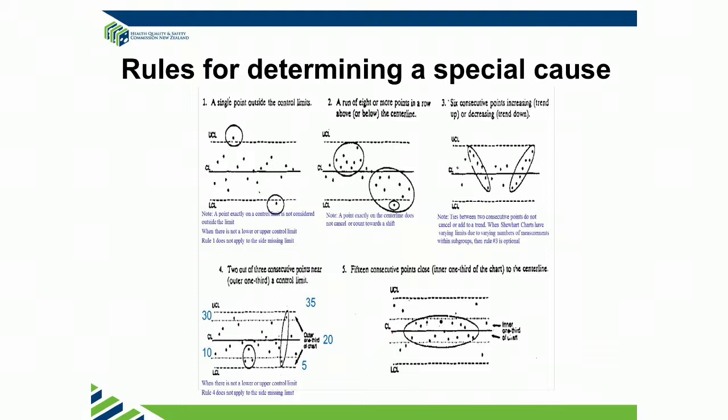So you will get all the rules as handouts, and they will be on the shared workspace. And 6 consecutive points increasing or decreasing, that's the trend. And then the shift. And then 2 out of 3 consecutive points near the control limit. So if you have 3 data points and they are on either extreme, that's also a special cause. Right? And the last one is 15 points within the first sigma limit.